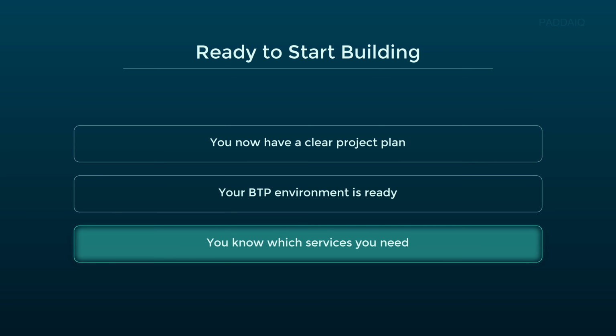You know which services you need. This means you have already identified the specific BTP tools required for your project, like databases or analytics. For example, to build a sales dashboard, you might select the SAP HANA Cloud Database and Analytics Cloud Service. This clear selection ensures you can immediately begin development efficiently.